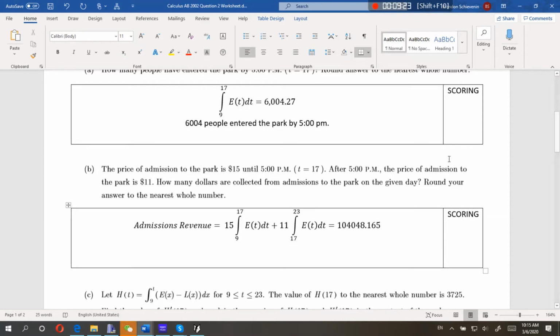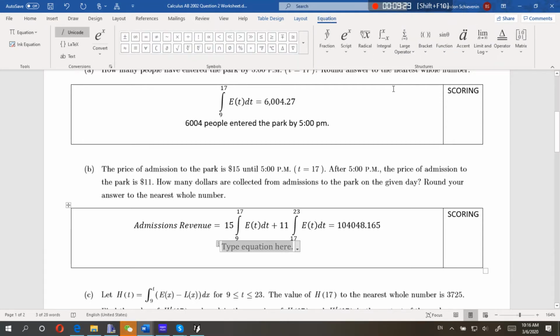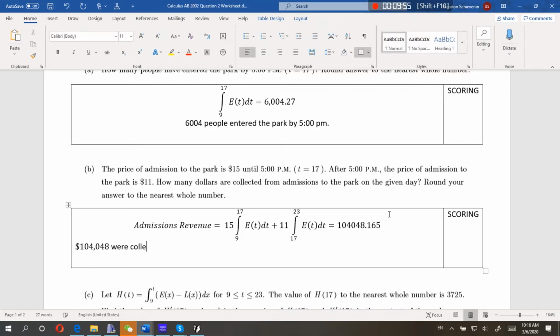So if this is revenue, should I round up or round down if you're a business? Because we cannot give you more money than you have. Right, so we need to round down. Okay, so this is $104,048 collected from admissions during the day.